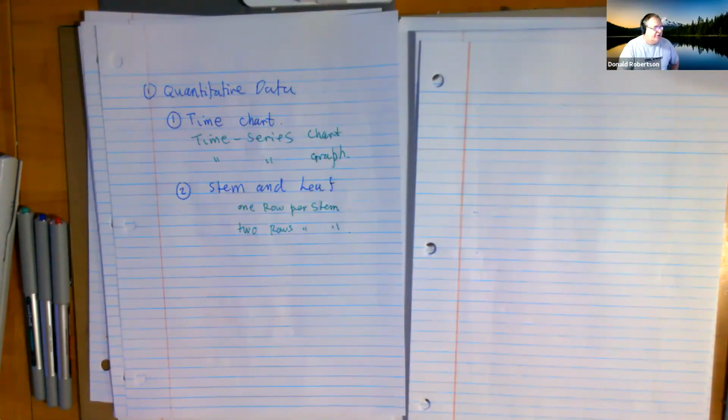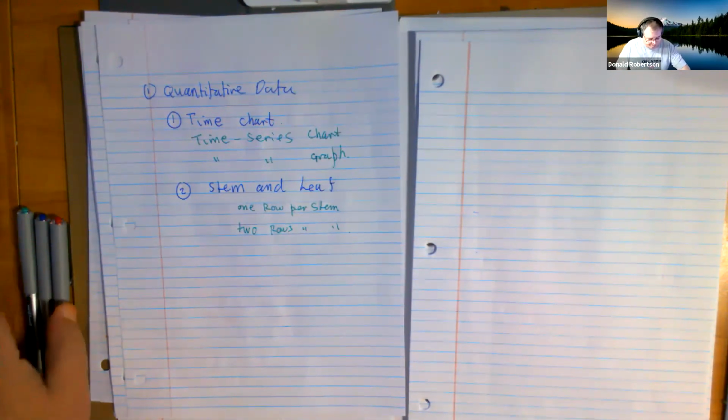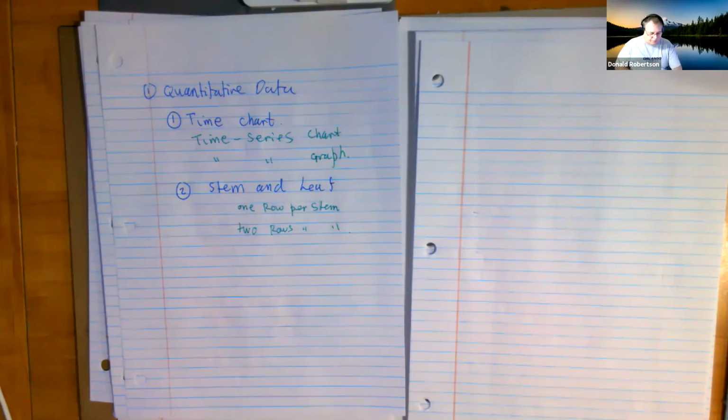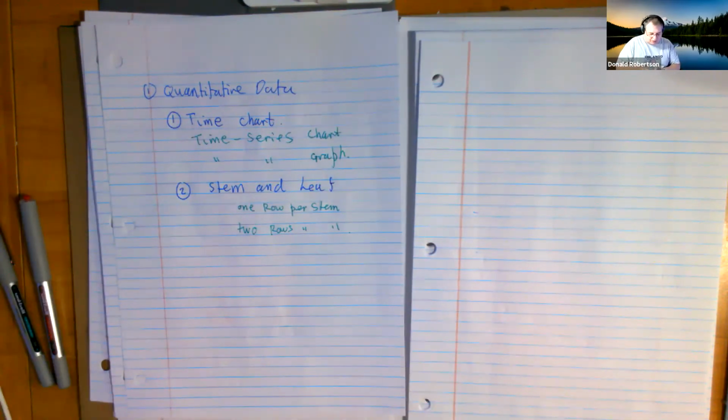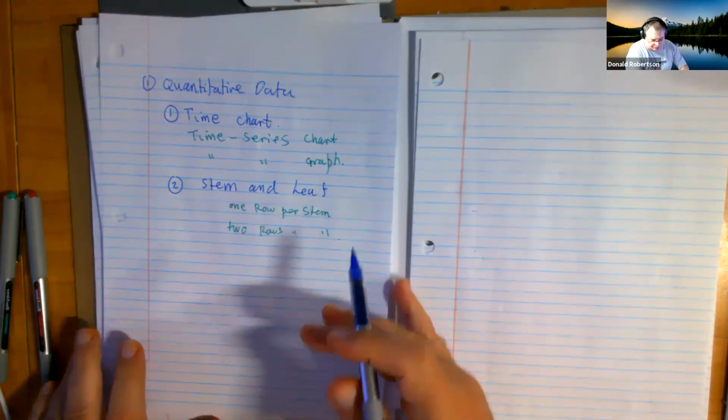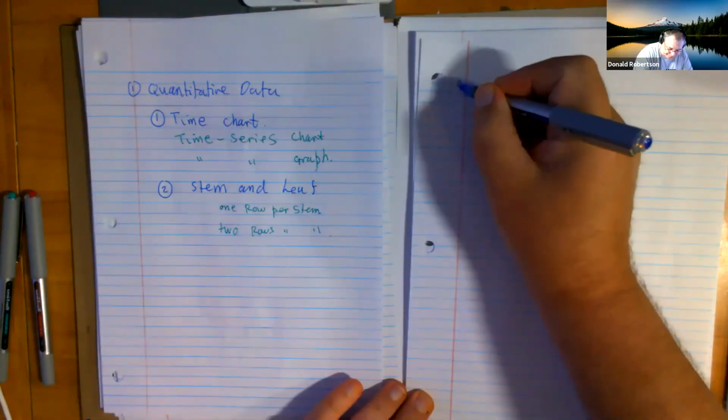The last kind of data diagram is called a stem and leaf. What does a stem and leaf look like? Well, I guess the best way to show you is to do one.